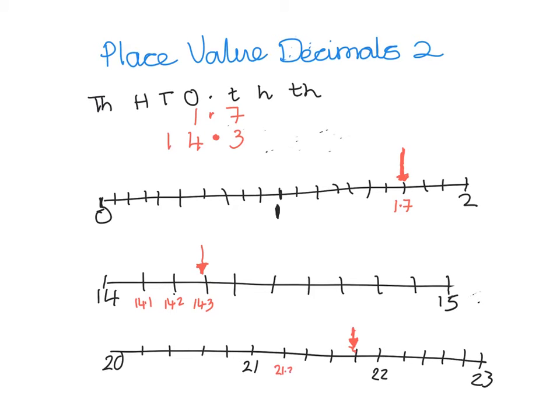So that'd be 21.2, 21.4, 21.6, and my arrow would be at 21.8. 21 is 2 tens and 1, and 8 tenths. So there we have it. 1.7, 14.3, 21.8 are all represented by the arrows, and the decimals show you that they come in between whole numbers. Whole numbers here, decimal point, tenths.